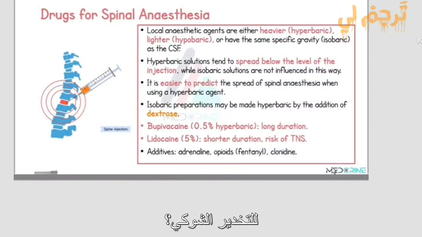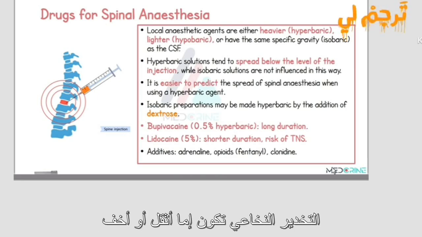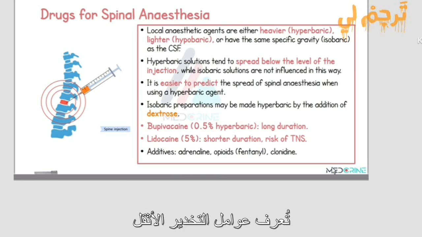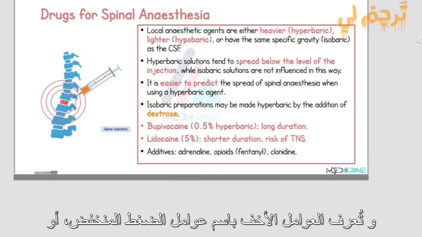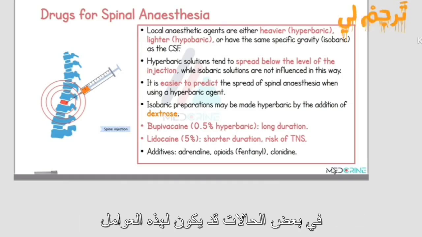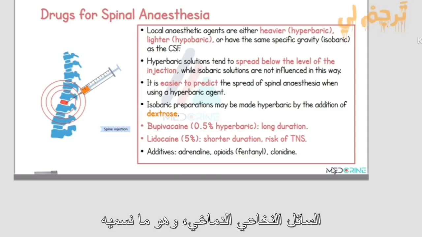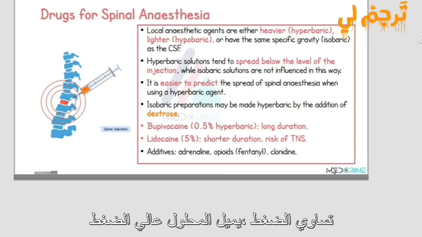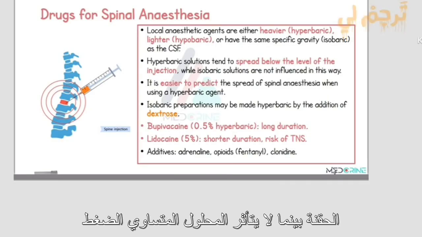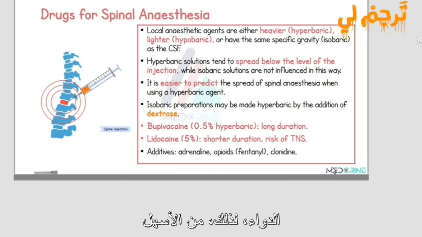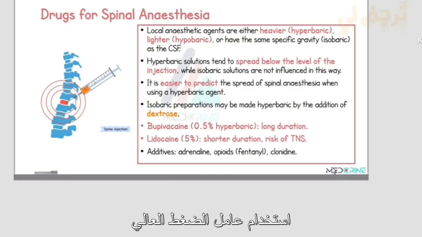What are the drugs that we use for spinal anesthesia? Local anesthetic agents that are used in spinal anesthesia are either heavier or lighter. Heavier anesthetic agents are known as hyperbaric agents, and lighter agents are known as hypobaric agents. Or in some instances, these agents could have the same gravity as the cerebrospinal fluid, what we call isobaricity. A hyperbaric solution tends to spread below the level of the injection, while an isobaric solution is not influenced by the level of injection of the drug. Therefore, it's easier to predict the spread of spinal anesthesia when you're using a hyperbaric agent.